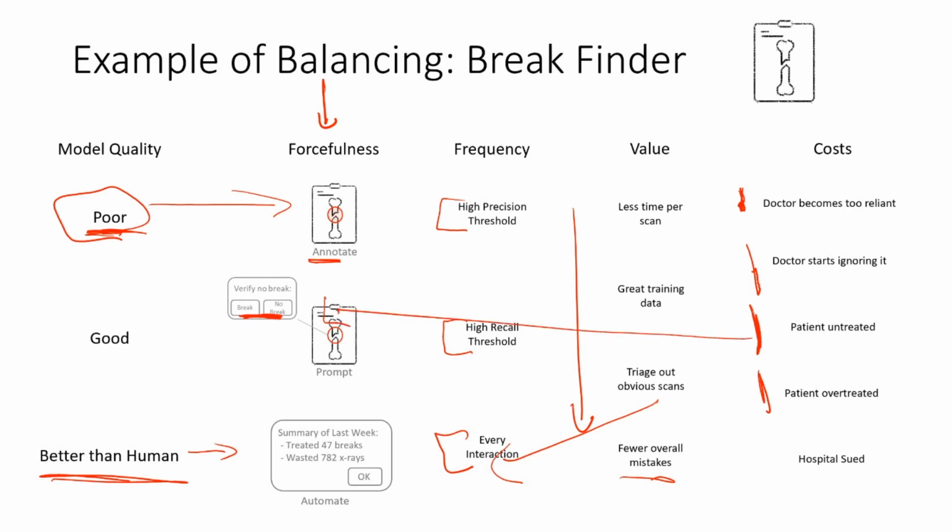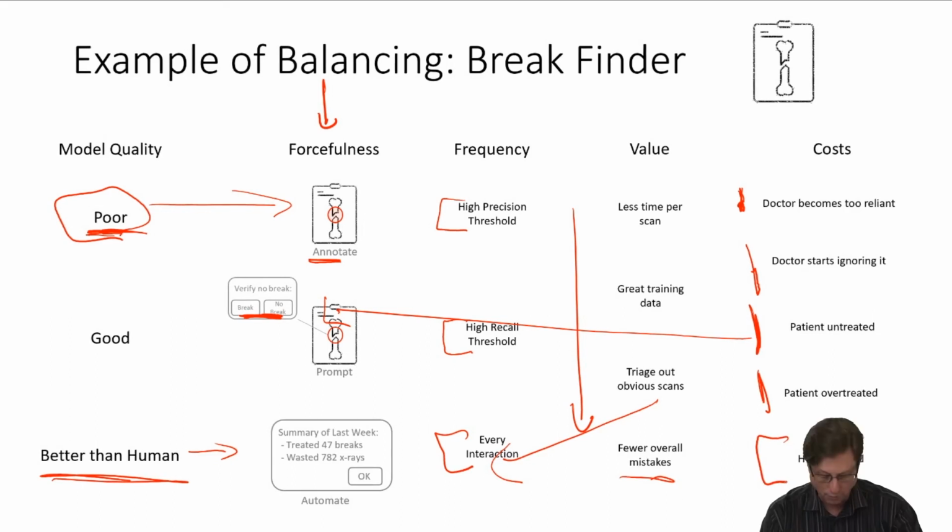If the doctor becomes reliant on the prompt and the prompt is missing systematically certain types of breaks, that could be a bad thing. And then if the hospital just hands everything over to a robot, maybe it gets sued, God knows, whatever. But just a quick example showing you could make a matrix like this for your application, and you could run different scenarios and ask yourself, what is the right way to balance this user experience, given the quality of my model, given what the application needs to achieve, given where I think I'm going?